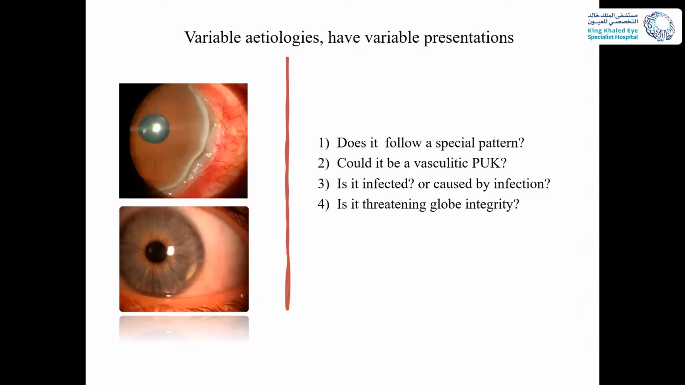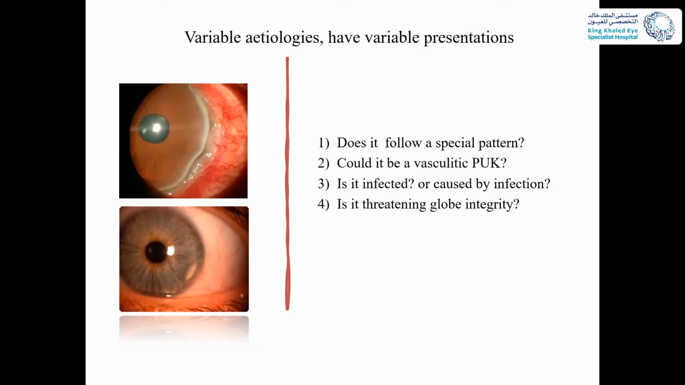The 4 main questions that everybody should ask whenever he sees a PUK are: First, does this PUK follow a special pattern? Like the one we see in Mooren's ulcer, or the one we see in marginal keratitis, where you have a band of clear cornea followed by a stromal infiltration with or without corneal epithelial defect. The second question, could it be a vasculitic PUK? Answering these questions means the difference between life and death, because this is going to predict the prognosis, and help you decide how urgent your intervention is and how far you can go with immunosuppressants.